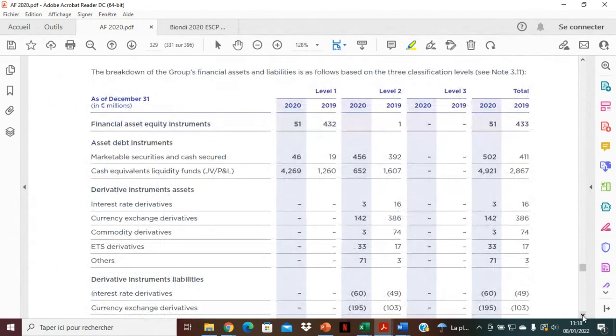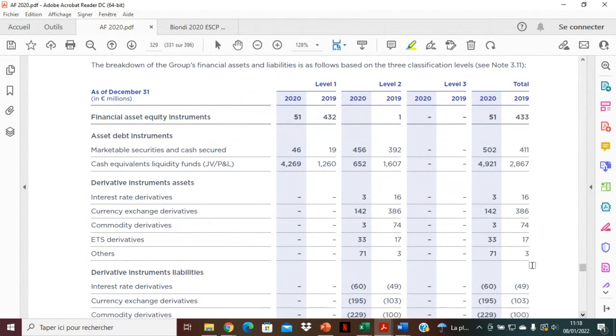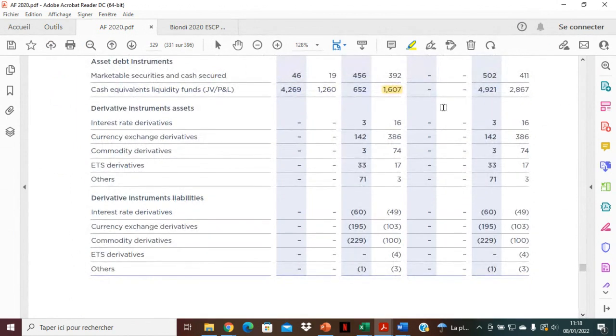Okay, so what do we observe? You see that for equity investments, most of them are in level 2, so they are listed. But for debt instruments, you see that the biggest chunk, actually at least in 2019, is in level 2. And you see also that Air France has nothing in level 3. No financial instrument in level 3.